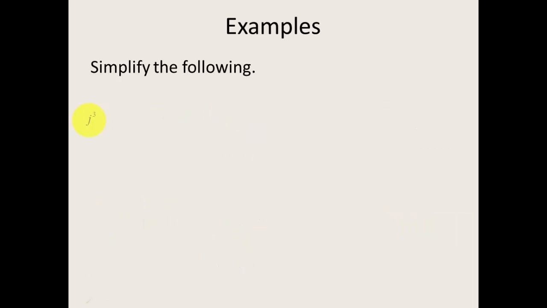Now we are to simplify j cubed. J cubed can be written as j squared times j to the power 1. Do you agree? Going by this law of indices, the power 2 can add to the power 1 to give you the power 3. So this is correct. What is j squared? J squared is negative 1, so let's replace it with negative 1. How about j to the power 1? It remains as j.